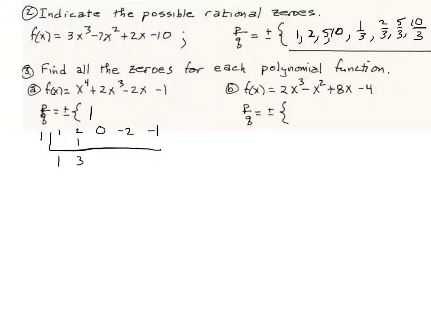Bringing down the 1, 1 times 1 is 1. 2 and 1 makes 3. 1 times 3 is 3. 0 plus 3 is 3. 1 times 3 is 3. 3 plus -2 makes 1. 1 times 1 is 1. So 0. So we know that this is an x cubed function. If you were to read it aloud, you'd say x cubed plus 3x squared plus 3x plus 1.